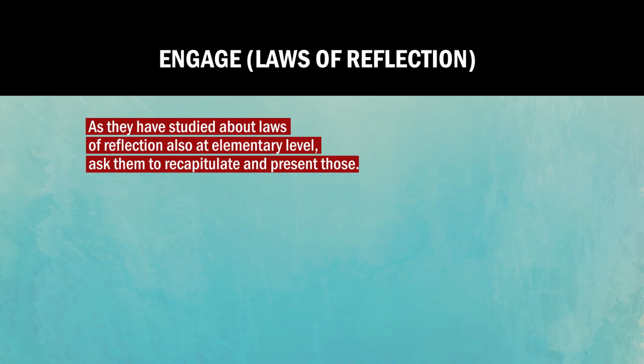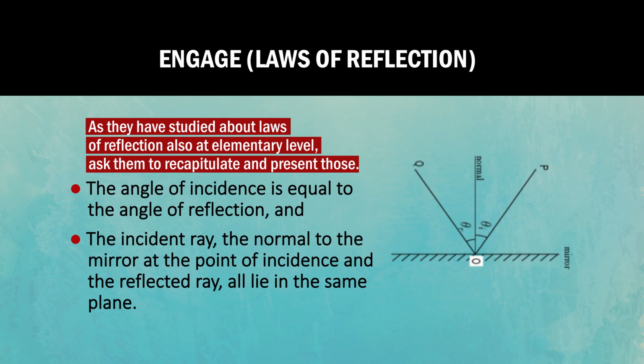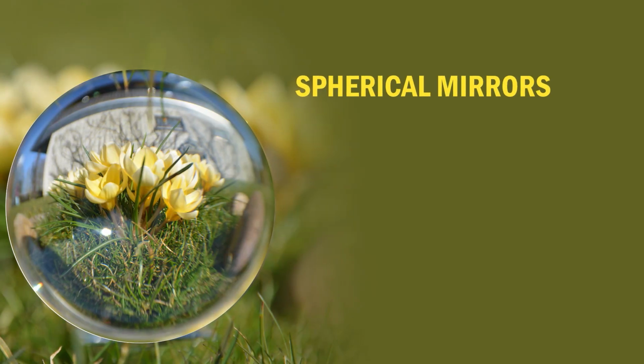So let them recapitulate. You ask them to present, and they will tell you that if it is a plane mirror, the angle of incidence is equal to the angle of reflection. What is the angle of incidence? The angle between the normal and the incident ray, and the angle between the normal and the reflected ray. So the incident ray, the normal to the mirror and the reflected ray all lie in the same plane.